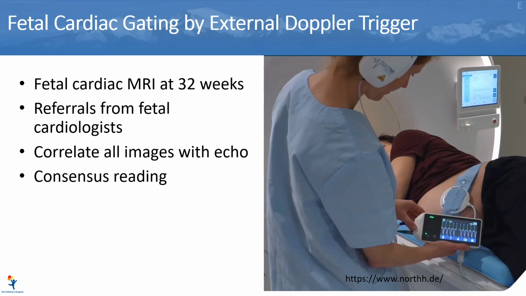So we do our clinical scans generally around 32 weeks. Most of our referrals are coming from the fetal cardiologist. So when they have a very challenging echo that they have difficulty resolving, we do our best to try and help when patients are coming for fetal MRI. We do correlate all our images with the fetal echo and talk extensively with the fetal cardiologist about what we see in MRI, correlating both the echo and the MRI together. And we have a consensus reading for our fetal cardiac MRIs. We're very much still in the learning phase, and so at least a couple of us look at these cardiac MRIs, myself and one of my cardiology colleagues, to try and get as much information as possible from them.